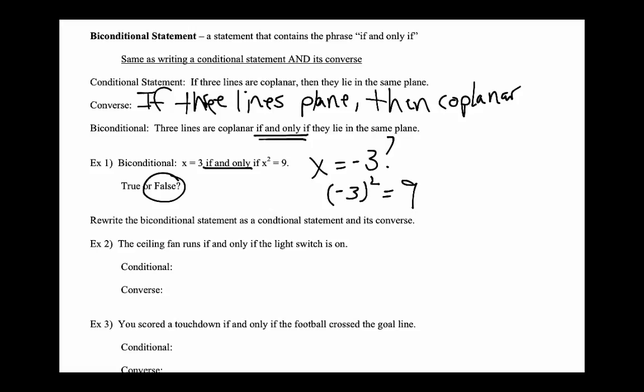And what I want you to understand is a biconditional is only true if both the conditional and the converse are true. If both statements are not true, then the biconditional statement is false. So let's look at a couple examples down here.